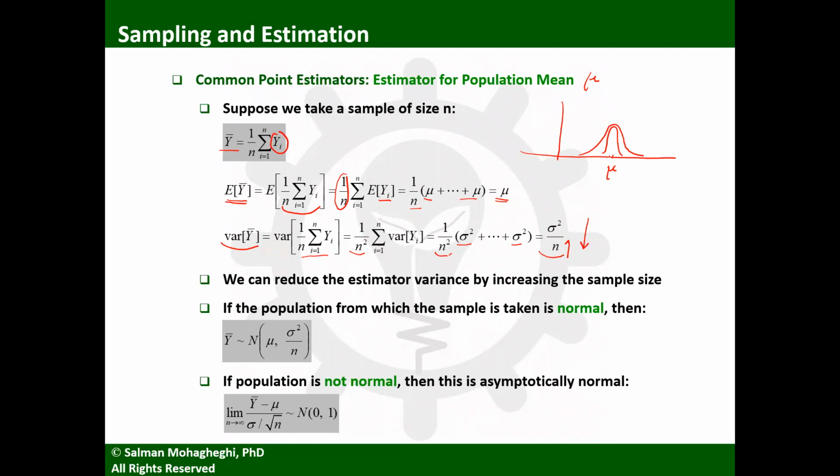So if the population from which we take the samples is normal, which is a valid assumption for a lot of situations, then you can say that the sample mean is normally distributed. It has a mean of mu, which is the population mean, and a variance of sigma squared divided by n.